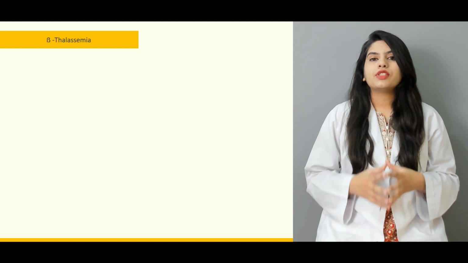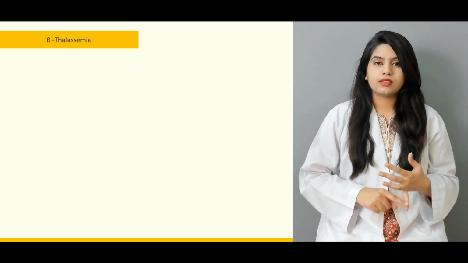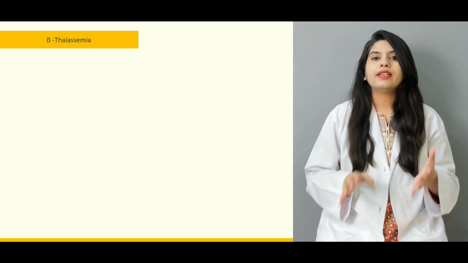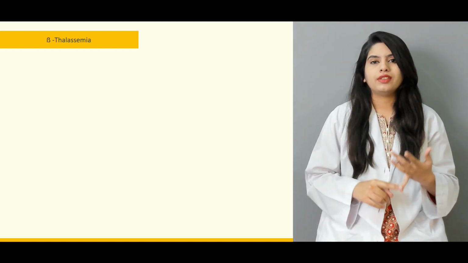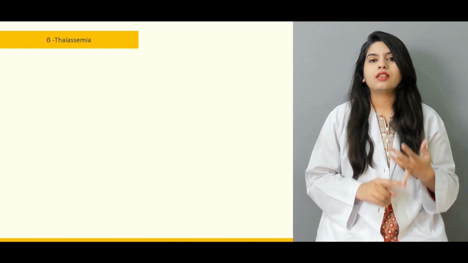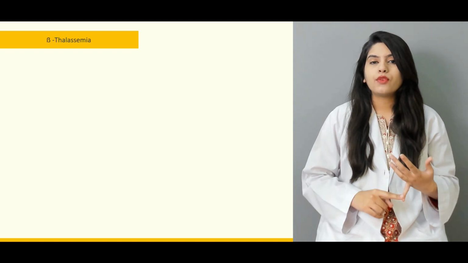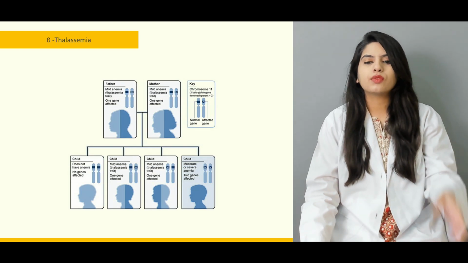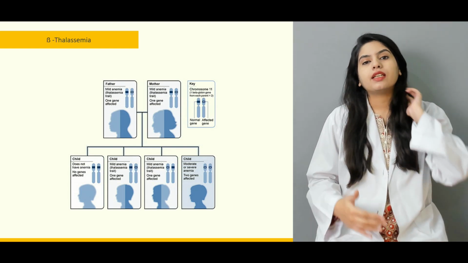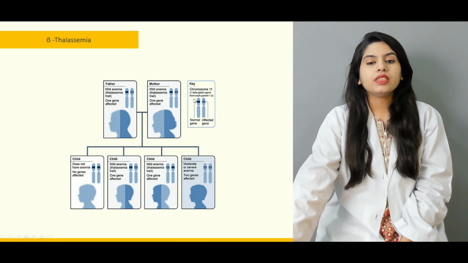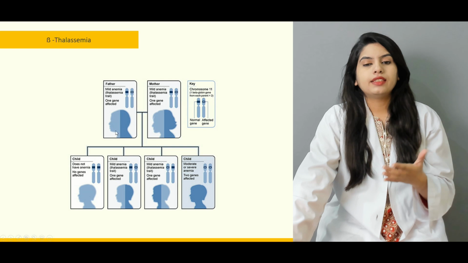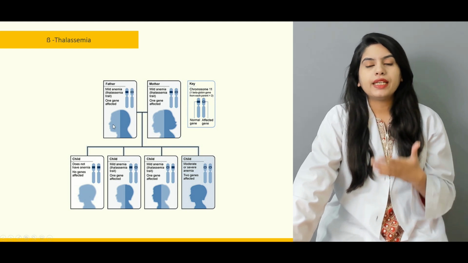So whenever there is a deficiency of the beta chains, either the beta chains are completely absent or they are reduced, they're deficient, then the person will suffer from beta thalassemia. As the name indicates, there will be a deficiency of the beta chains in the structure, and as it is a genetic disorder, obviously this will be inherited.